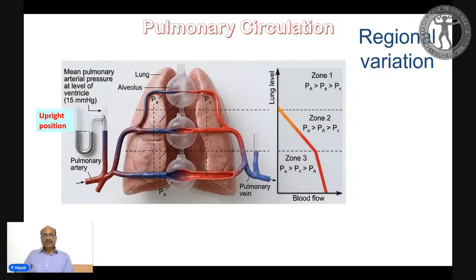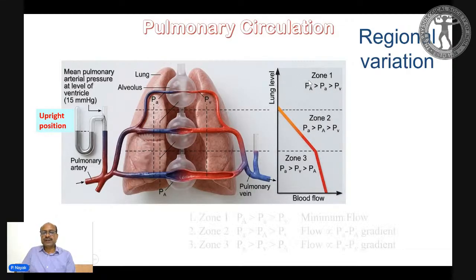Accordingly, three specific zones have been identified where, as you can see here, the alveoli are enlarged. Here it is not matching exactly, it is a little larger, the alveoli should be a little smaller. Here you can see the alveolar pressure is very much greater.